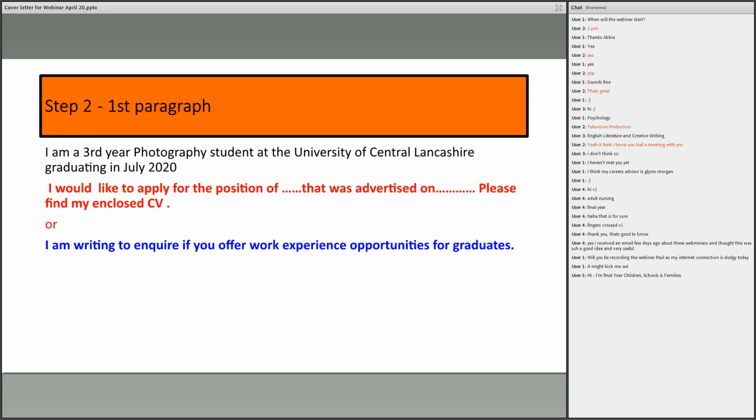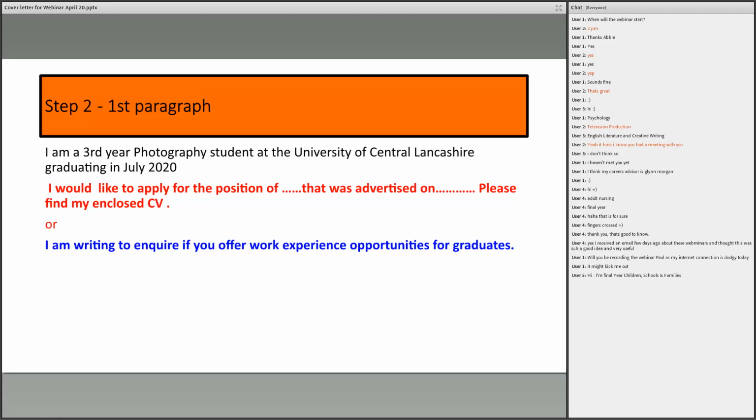Okay. The next bit's reasonably easy, but standard. I'm using an example from a student seen not too long ago. I'm a third year photography student at the University of Central Wales, graduating in July. I'd like to apply for the position of, I can't remember what the job was, that was advertised on a particular photography website. They're interested in that. They want to know where students are finding these vacancies. They like that information. Please find my enclosed CV.